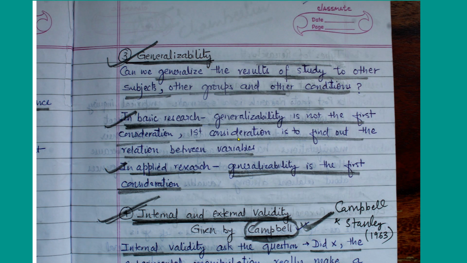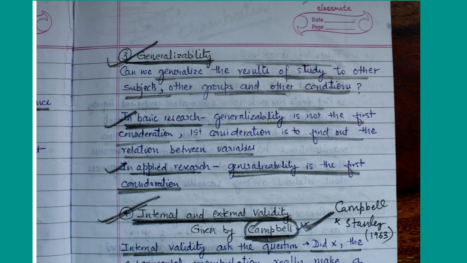In the green revolution time, the dwarf variety had very good generalizability. So you witnessed a green revolution, and all the states under the green revolution got good or expected results from the study. So can we generalize the result of a study to other subjects, other groups and other conditions?